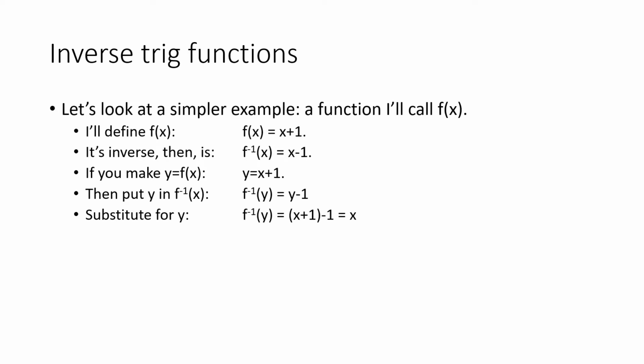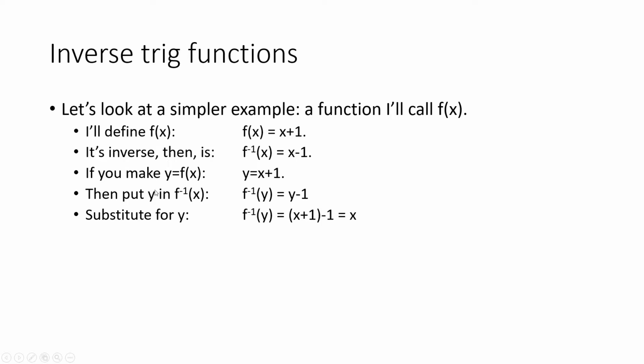If that's confusing, here's a simpler example. Let's take a function called f of x. Let's define f of x as basically the successor function, f of x equals x plus 1. So the inverse of that, obviously, which would be f to the minus 1 of x, is x minus 1. So that's our function, and that's our inverse function. Now, if you make this new variable y equal to f of x, so that's the output of your function, y equals x plus 1. So that's the output of f of x.